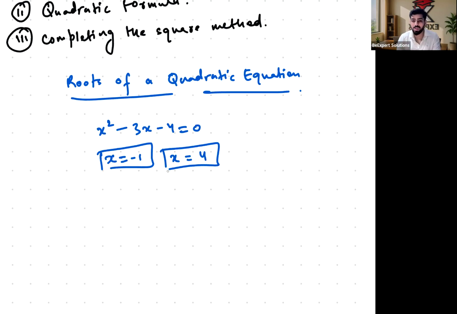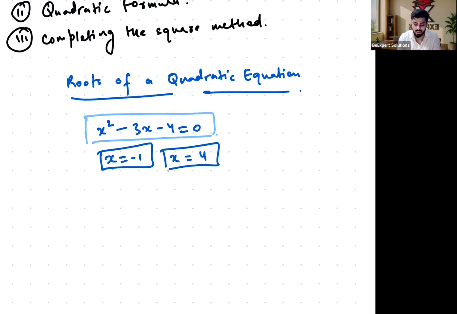So these values that you get for x, they are called roots of the quadratic equation, or you can also call them zeros of the equation. Both of the terms are used basically to denote that. And why do we call them zeros? Because after you substitute these values into the same equation, you will get the answer 0.